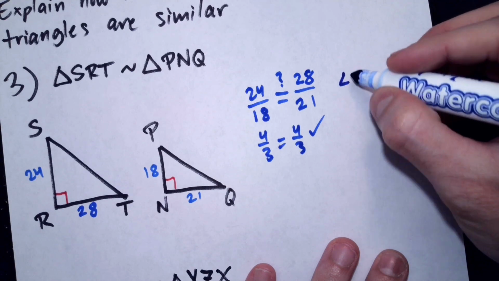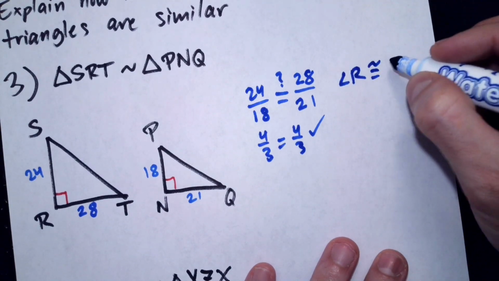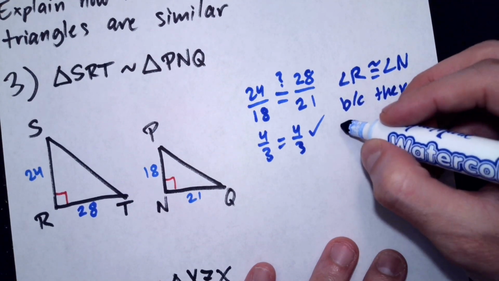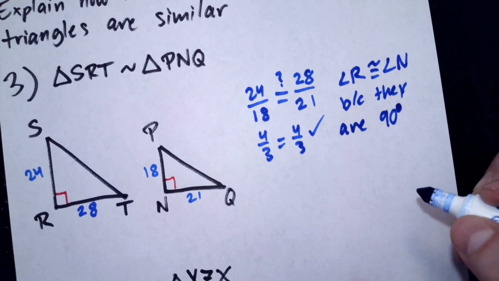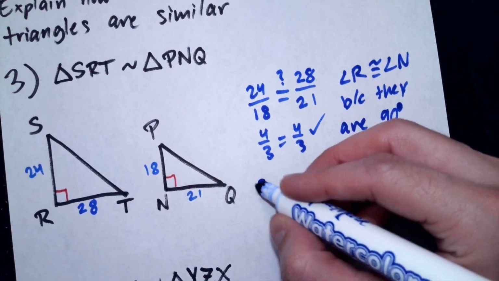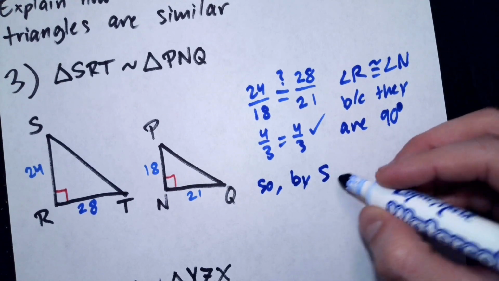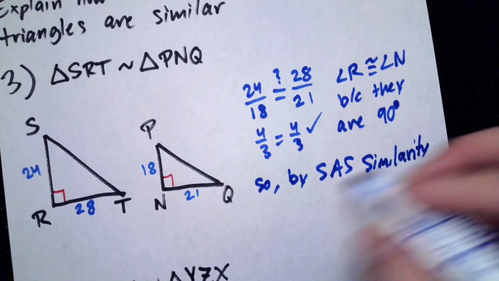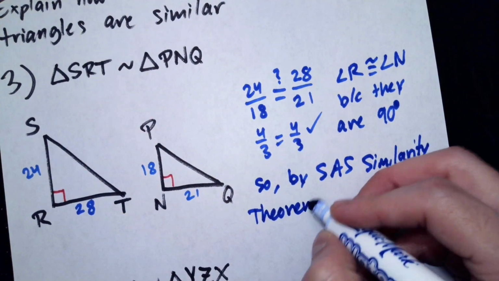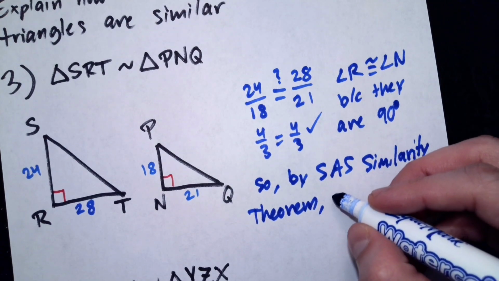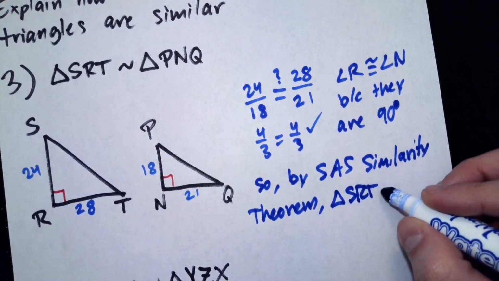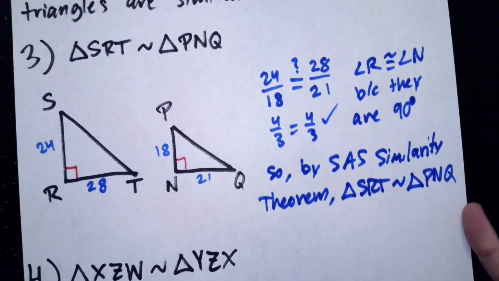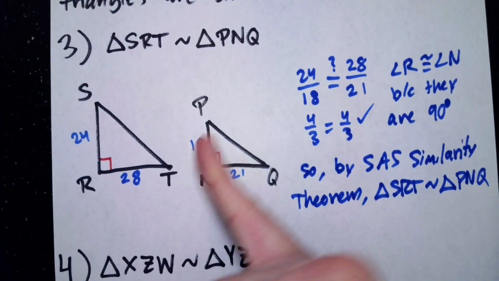And we also know the angle, right? We know that angle R is congruent to angle N because they are 90 degrees. So, once again, by the side angle side similarity theorem, triangle SRT is similar to triangle PNQ. Remember, the order matters here. Make sure you're reading them in the same order: SRT, P, N, Q.